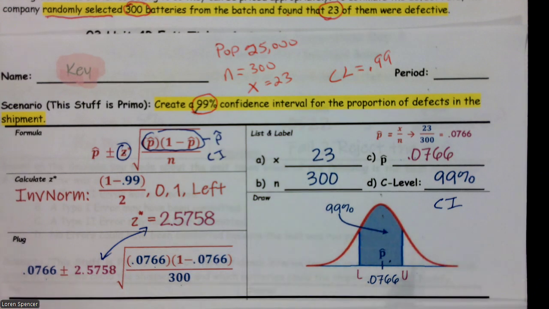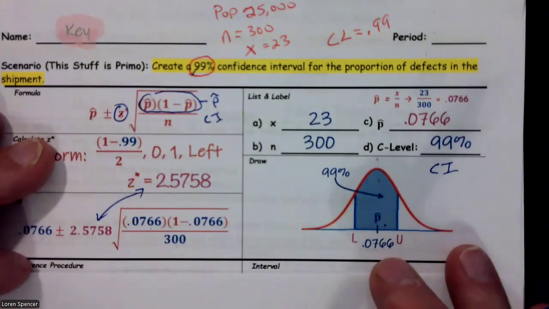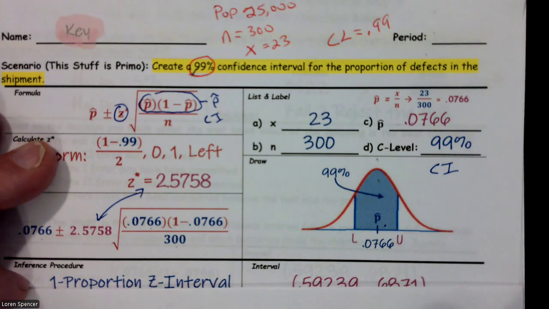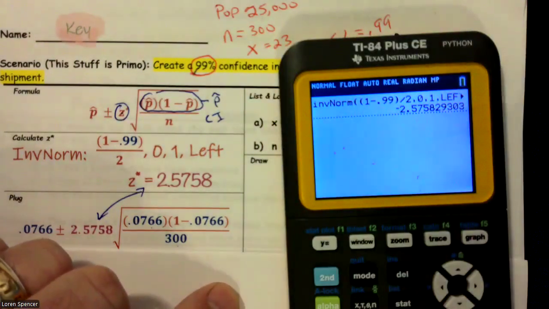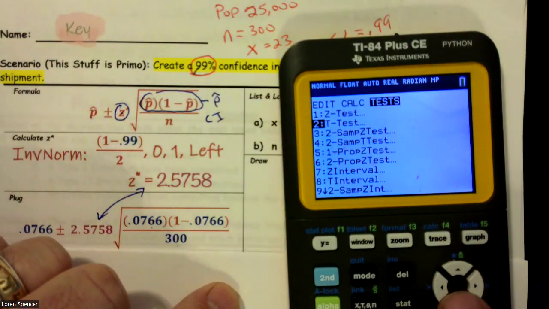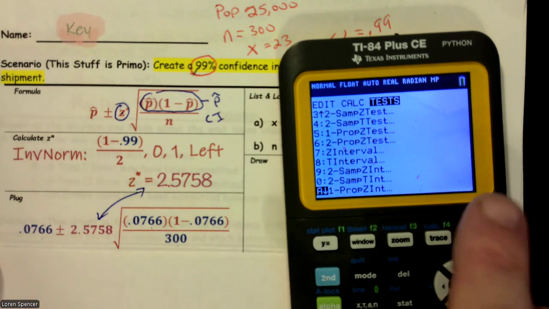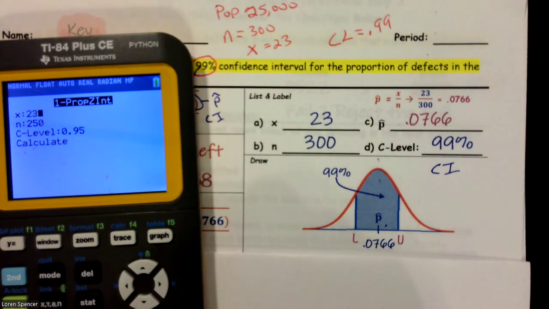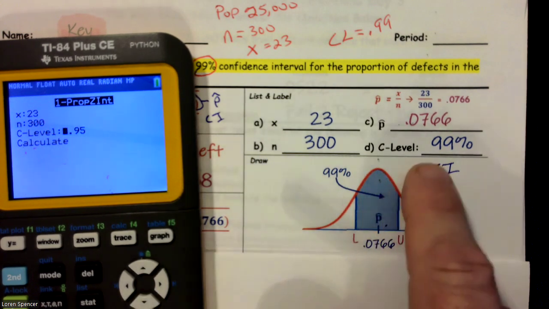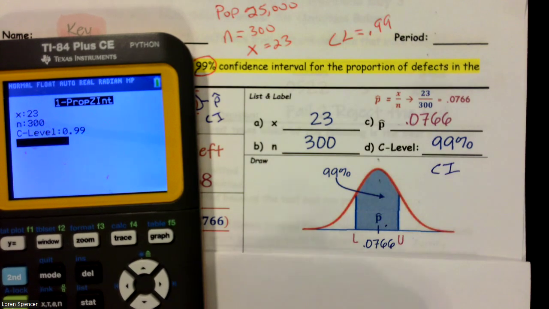And of course, we're going to be running a one proportion Z interval. So let's go ahead and run this test real quickly. I'm going to go stat, test, all the way down to letter, I believe it's letter A. Yes, it is 1 proportion Z interval. And we have 23, and our N value is 300. And we have a confidence level of 0.99.